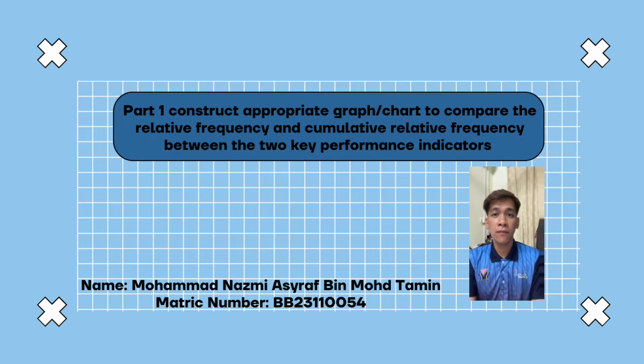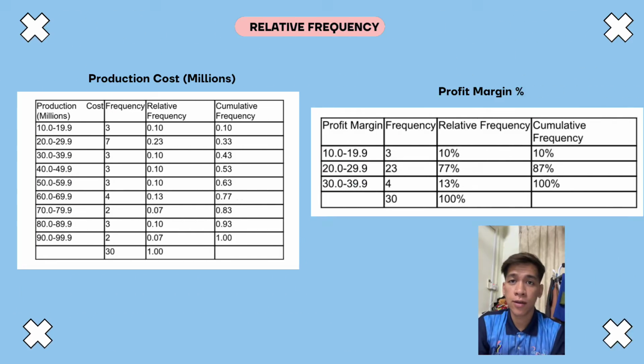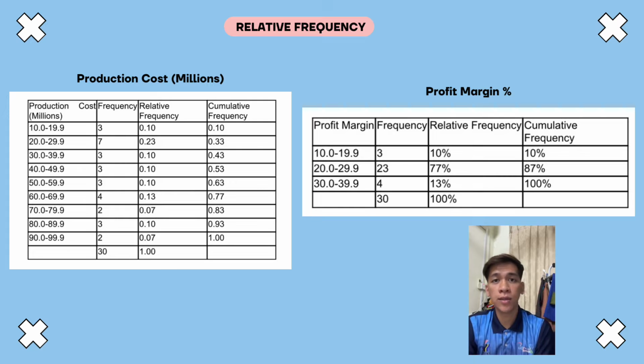I will be presenting part 1, which is to construct an appropriate graph or chart to compare the relative frequency and cumulative relative frequency between the two key performance indicators. Before we construct the graph, the first thing we need to do is distribute the frequency of the data into classes. For example, 10.0 until 19.9, and then record the frequency in each class.